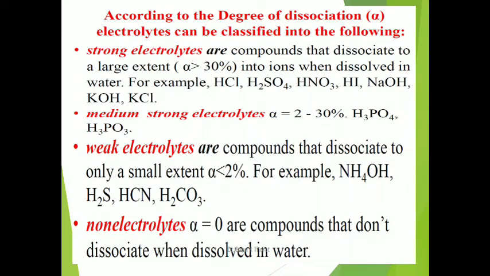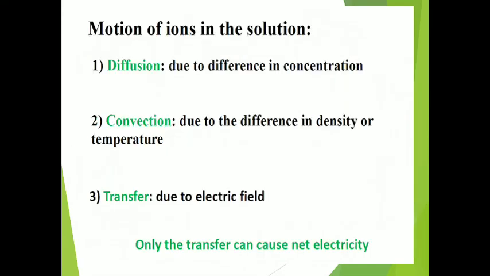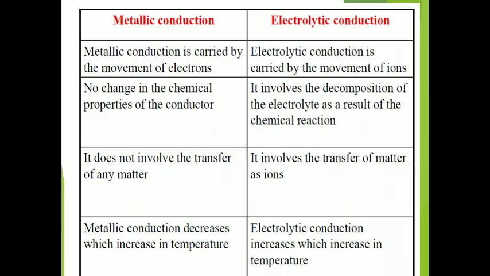That means those are the compounds that don't dissociate when dissolved in water. Okay. Now, what are the types of motion of ions in the solution? Ions can move through diffusion, through convection, or through transfer. Diffusion means due to difference in concentration. Convection is due to the difference in density or temperature. And transfer means due to an electric field. Only the transfer can cause net electricity. Now you can clearly differentiate between metallic conduction and electrolytic conduction.